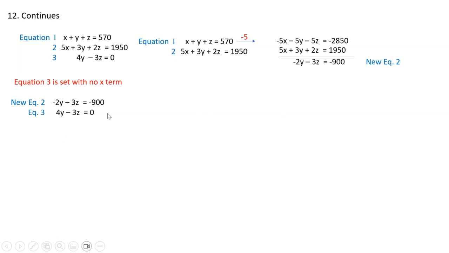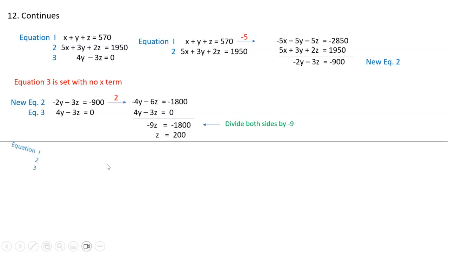Now for the y, I'm going to multiply equation number 1 by 2. Why 2? Because 2 times -2 will give us -4, and when I add it to 4, they'll be eliminated. So we get -9z equals -1800. We divide both sides by -9. So z equals 200.